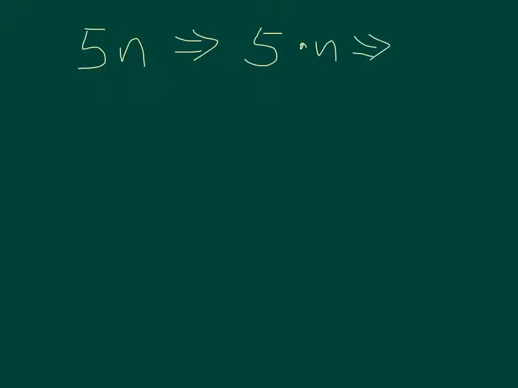Or you could also write it 5 times n, but this isn't done normally because the times sign looks like another variable. That could actually be misconstrued as 5 times x times n. So we don't use that. So we write 5 and a dot n to represent multiplication, or just 5n, which would be 5 times n.